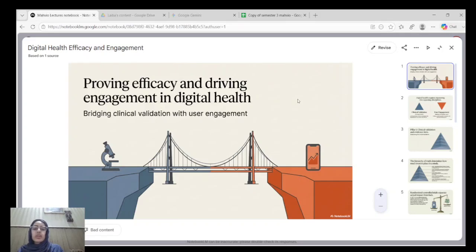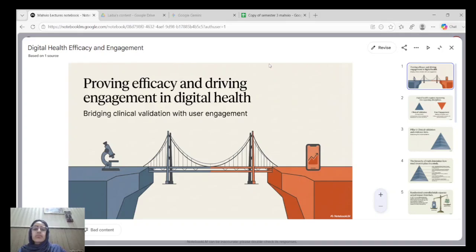First, you are proving efficacy, and second, you are driving engagement in digital health. Look at this slide. On the left, we have the microscope, the clinical world, and on the right, we have the smartphone, the software world. Our job today is bridging clinical validation with user engagement.